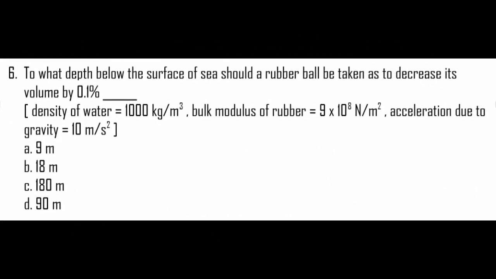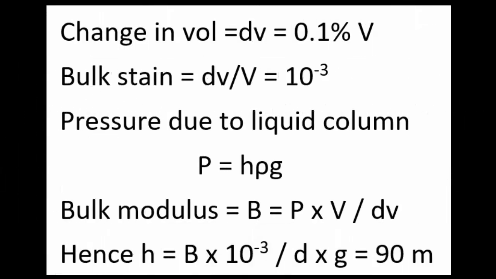Question number 6. To what depth below the surface of sea should a rubber ball be taken so as to decrease its volume by 0.1%? Point number 1, students. Change in volume is mentioned as 0.1% of original volume. Hence, bulk strain, that is dV upon V, is 10 raised to minus 3.